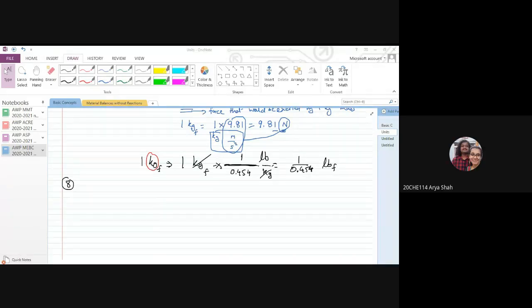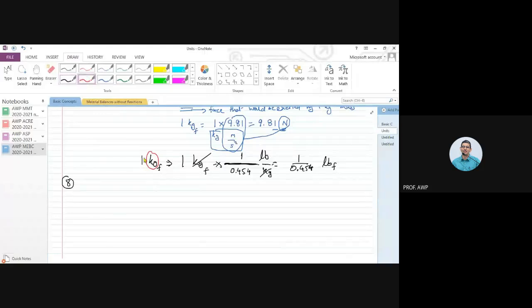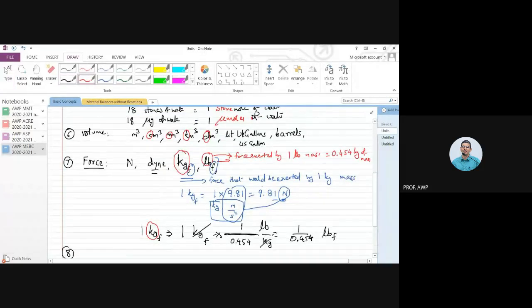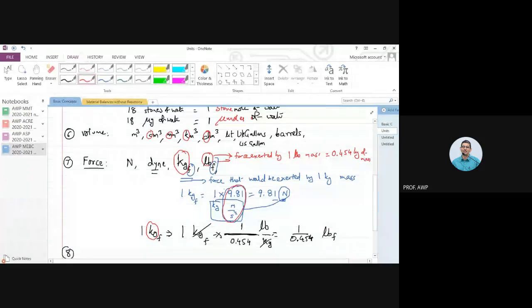Would kg force vary from planet to planet? Yes, absolutely, because g would vary from planet to planet. All right. The days of colonizing Mars have not yet come, so we don't have to worry about it. So we will just say 1 kgf is 9.81 newtons for now. Is that okay? Yes, sir.